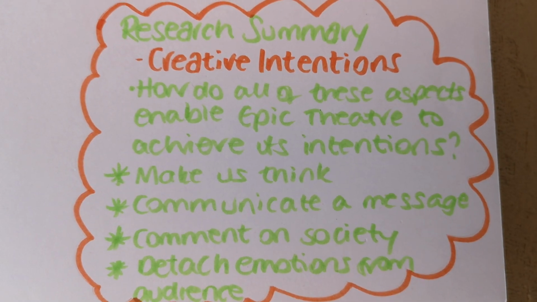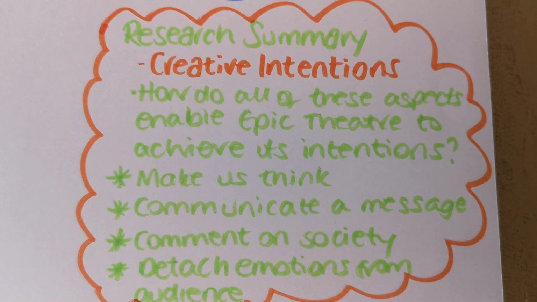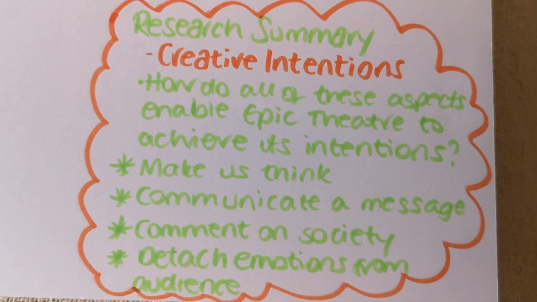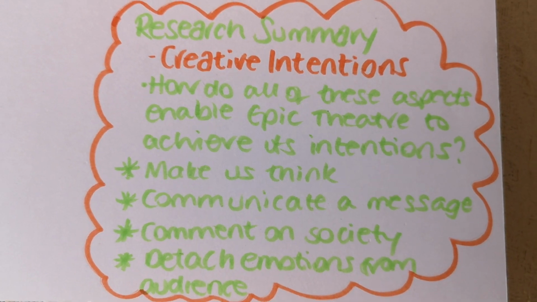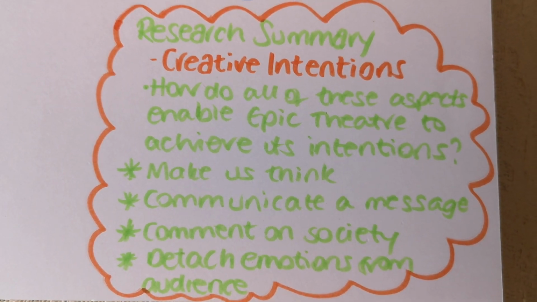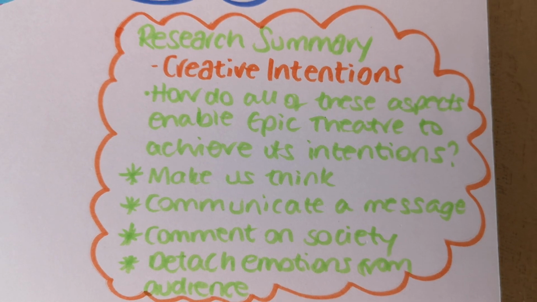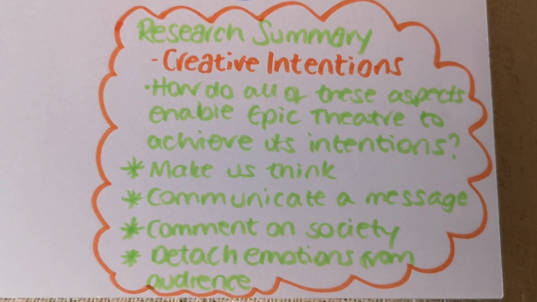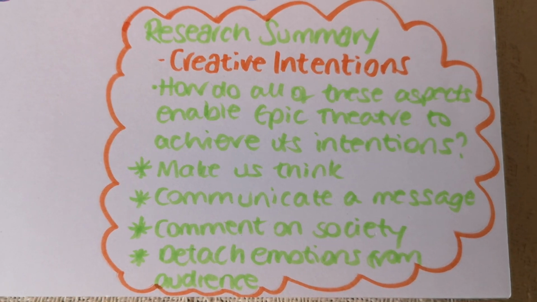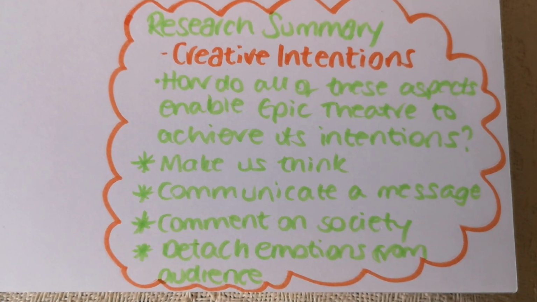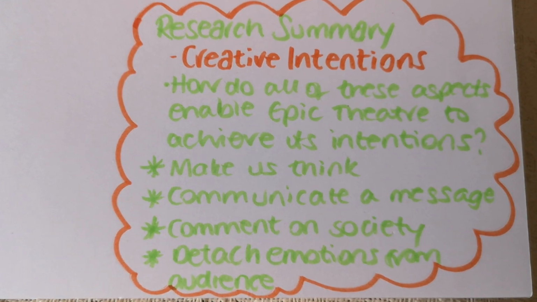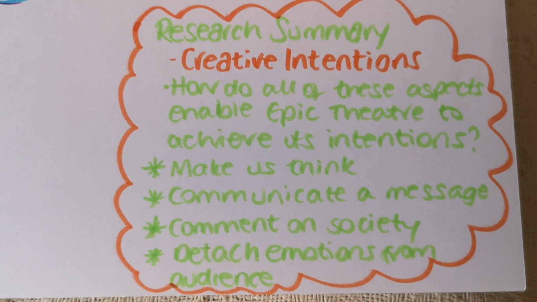Finally, you are going to summarize all of your research, so that you can explain the creative intentions of the style and of the practitioner. So you're just going to pull it all together to explain how all of these aspects enable epic theatre to achieve its intentions. For example, we've already discussed the fact that epic theatre needs to make us think. Epic theatre needs to communicate a message. It usually makes some kind of comment on society so the audience can relate to it. And it's also going to try and detach the emotions from the audience.